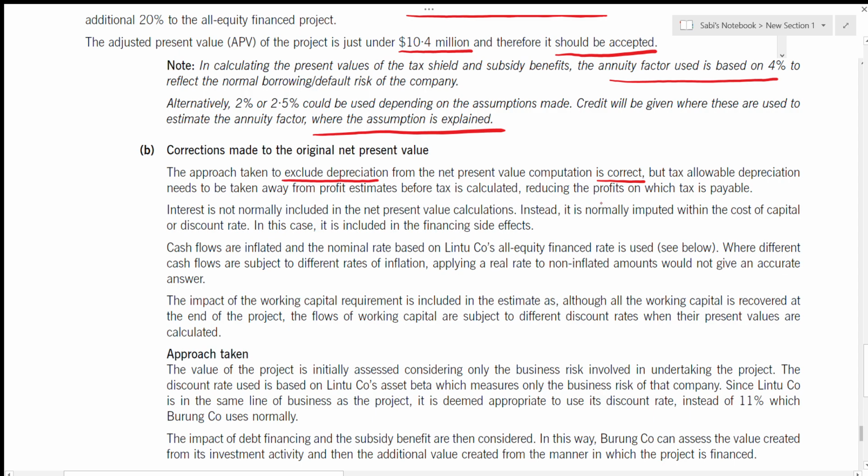reducing the profit on which tax is payable, right? Why is this? Can you understand the logic behind the scenes? Because when you calculate profit, what do you do? You deduct the depreciation, right? So because you deduct it, your profits reduce, right?